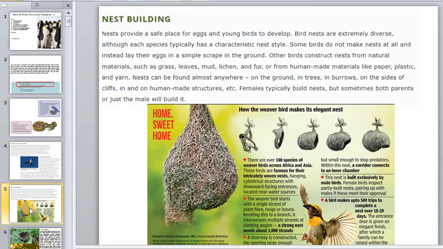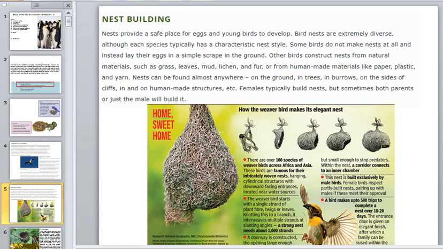it's very important for parental care, and nests provide a safe place for eggs and young birds to develop, and birds' nests are extremely diverse. Also, each species typically has a characteristic nest style. Some birds do not make nests at all and instead lay their eggs in a simple scrape in the ground, and we will talk about it soon.